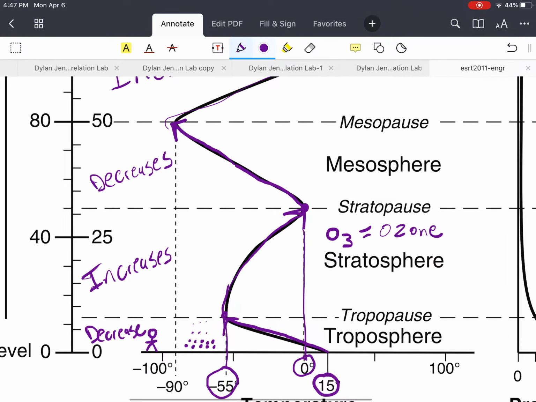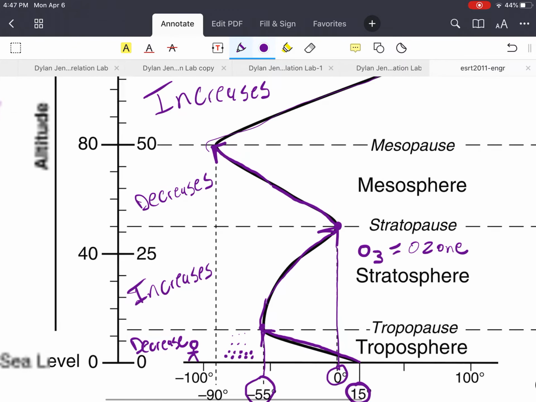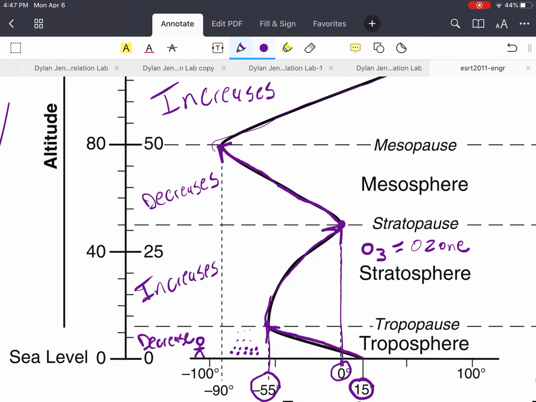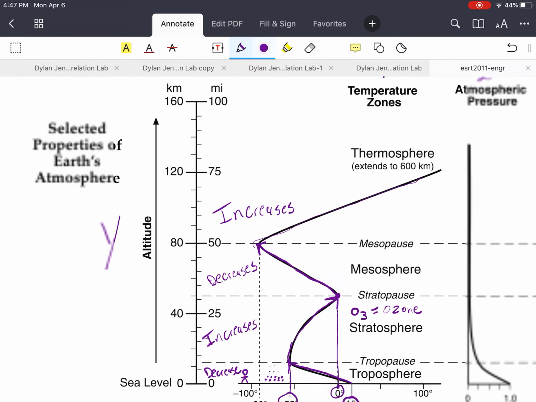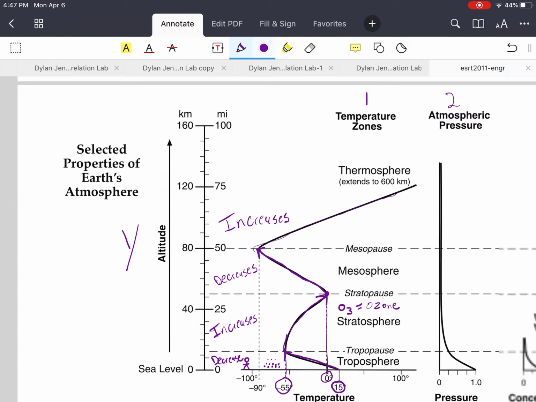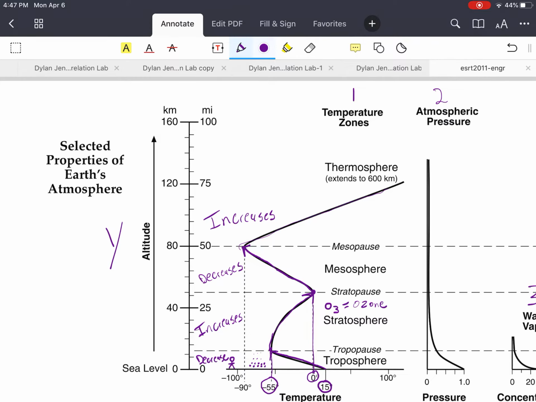As you go into the mesosphere, it's just the basic rule with the particles. There's less particles at the top of the mesosphere, so the temperature is going to decrease again. The thermosphere is a little funny because there's barely any particles there, so there's not much heat transfer.